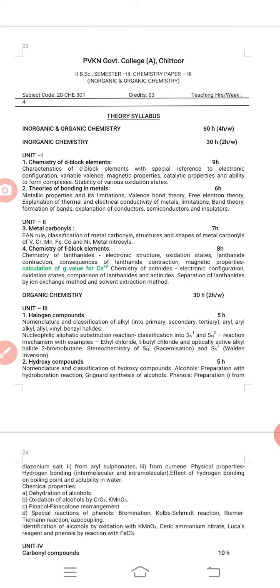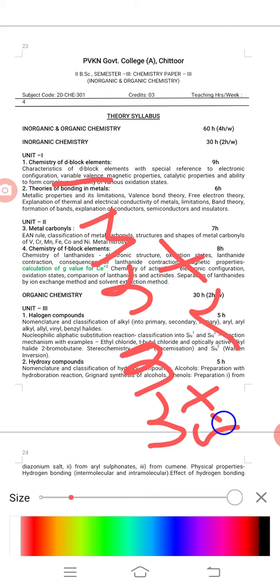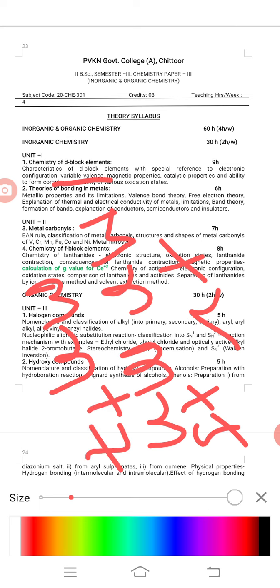So next, a very important property: variable valencies. What is valency? Valency is nothing but oxidation state. So D block elements possess different oxidation states. Variable oxidation: manganese +2, manganese +5, manganese +7. These elements show different oxidation states.